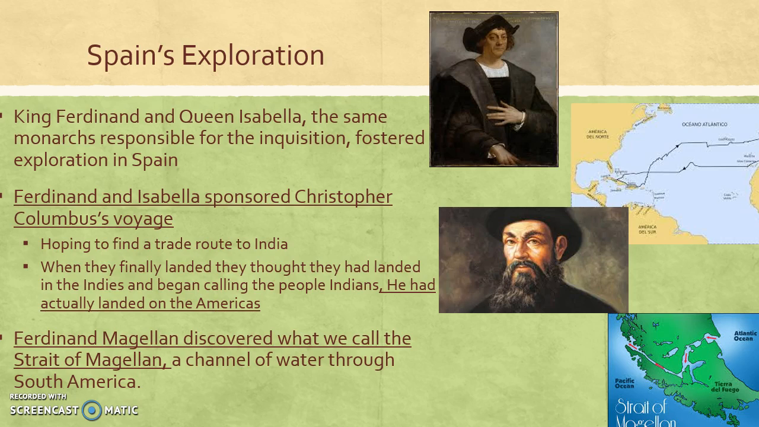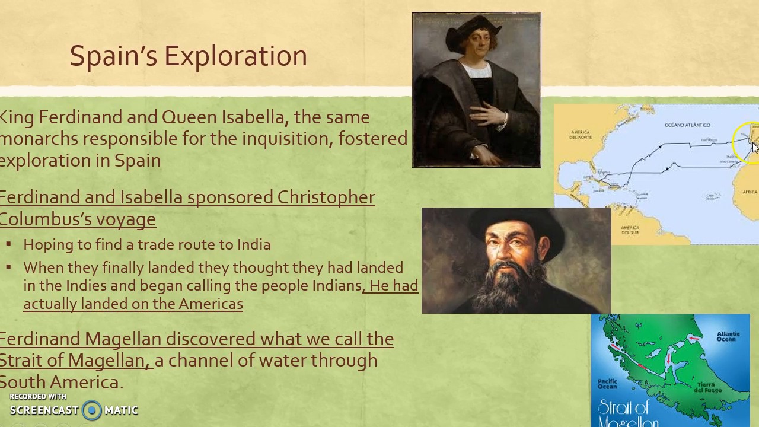He was hoping to find a new trade route to Asia, and so, you can see, he went west of Europe, and he thought, when he landed here, that he had landed in India. That's why he began calling the people he encountered Indians. However, as we clearly see today, he did not make it to India. He got diverted by the large American continents.